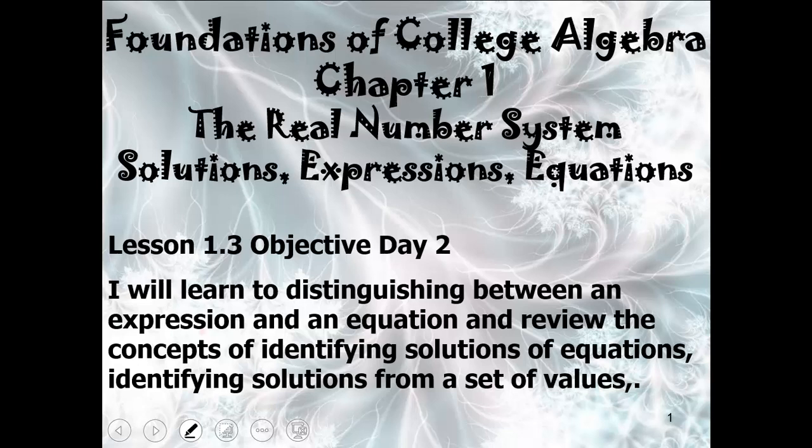We're still in lesson 1.3. We're going to move on to the additional concepts covered in that section. Today our objective is: I will learn to distinguish between an expression and an equation. I'm going to figure out the difference there and then review the concepts of identifying solutions of equations and identifying solutions from a set of values. We are not going to actually be solving today. We're going to be plugging and chugging and checking numbers. All right, here we go.